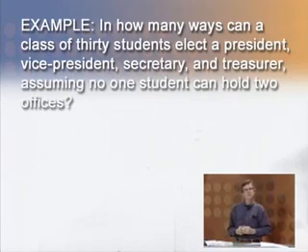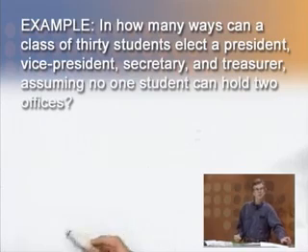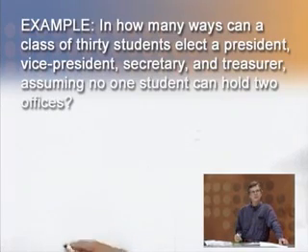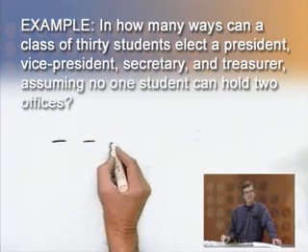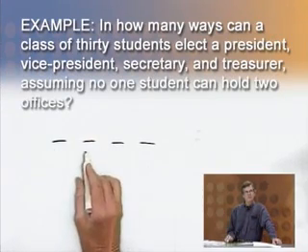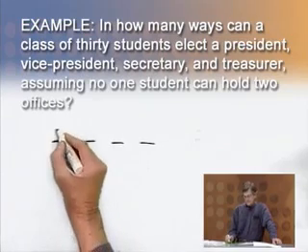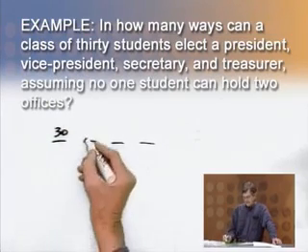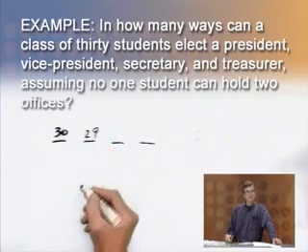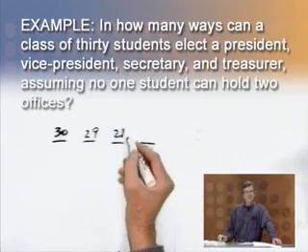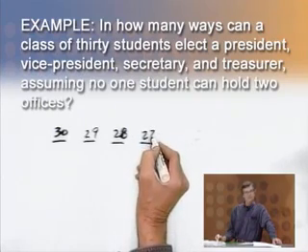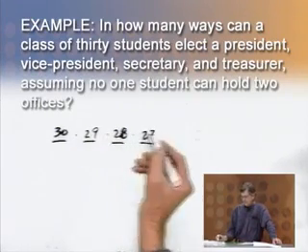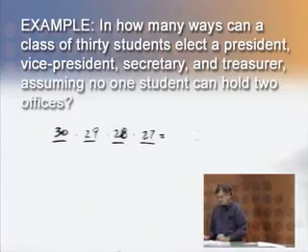Okay, so in this next problem, we'll see a problem that can be done 2 different ways. In how many ways can a class of 30 students elect a president, a vice president, secretary, and treasurer, assuming that no one student can hold 2 offices? Well, one way to work this problem would be to use the fundamental counting principle and to think of there being 4 spaces where we make a choice for president, vice president, secretary, and treasurer. And there are 30 ways that we can elect a president. And then once that office is filled, there are 29 choices for vice president, 28 choices for secretary, and then 27 choices for treasurer.